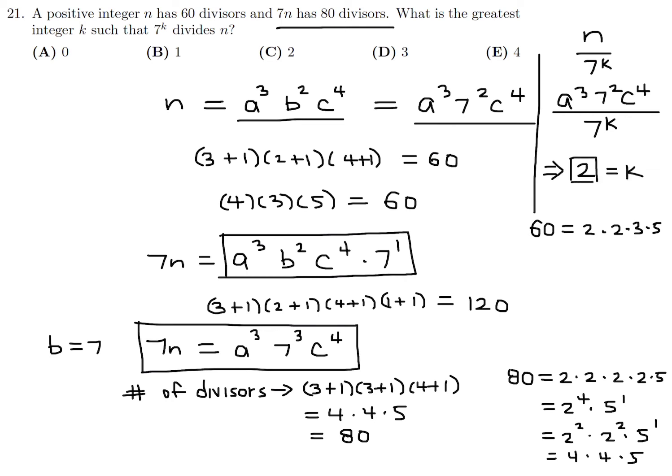Because if k is greater than 2, this will not work. It will not divide. It won't be an integer, basically. You know, that's the way to look at it. So it's a really interesting question, I think. So number 21, the answer is C.